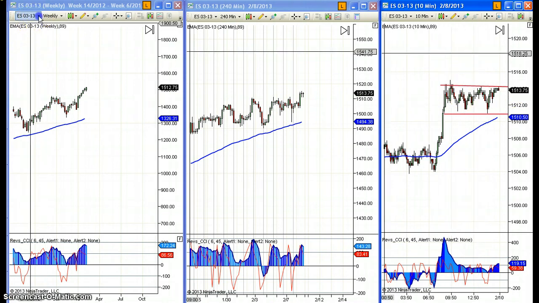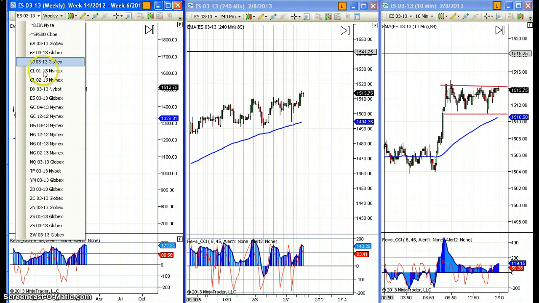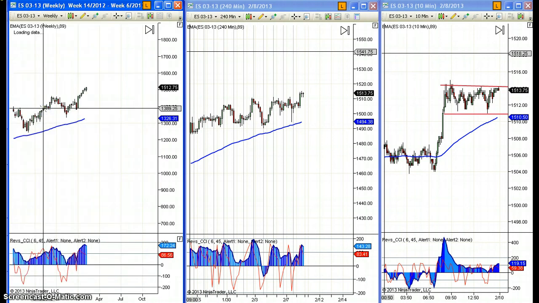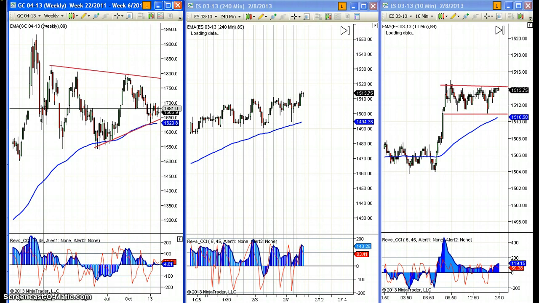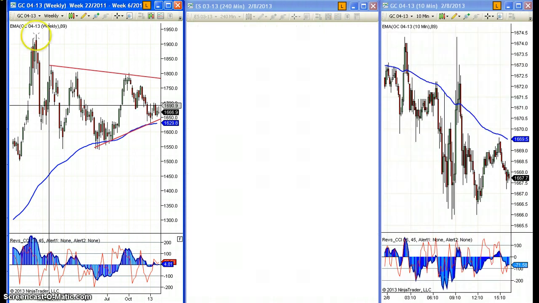Now let's go look at this in another market. Let's go out to gold. Gold is another favorite. There's a lot of gold bugs out there, and everybody's saying that gold's doing this and that and everything else. So let's go take a look and let's see what the charts are telling us.